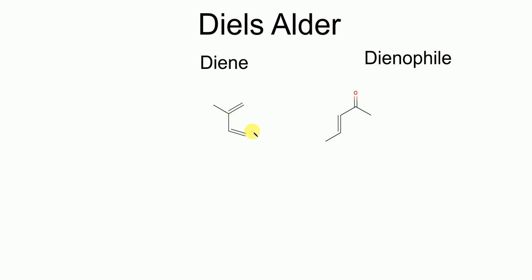Okay, so I'm going to explain two concepts here in this example. Okay, we're going to talk about something called the endo rule. And I'm also going to show you how to orient your diene and dienophile so that you get the correct product, and the most stable product.